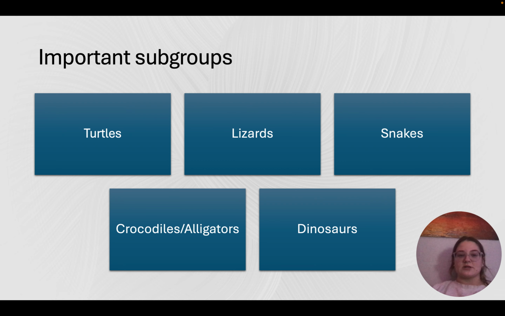Some of the important subgroups that we will be covering are turtles, lizards, snakes, crocodiles versus alligators, and dinosaurs.